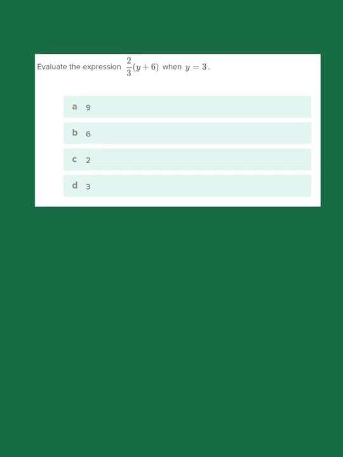And I believe this is the last example. It says evaluate. I know what that means. That means to calculate the answer. The expression, I know what that is. That's a math problem without an equal sign. See, I have 2/3 times the quantity y plus 6 when y is equal to 3.